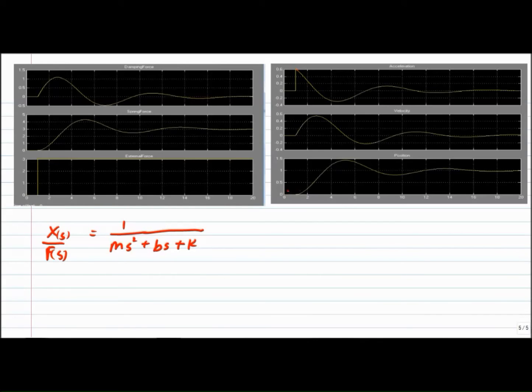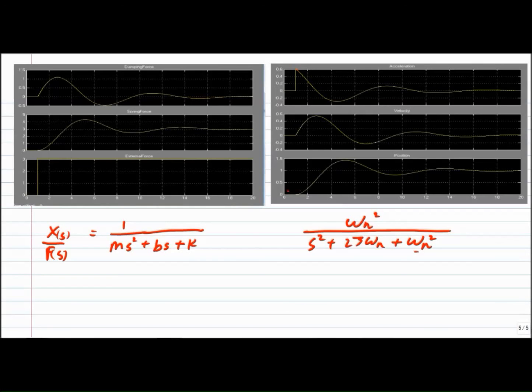We could play with either equation, the homogeneous or the particular. For system ID and a lot of other things, we typically will want to express our equation in this form: omega n squared over s squared plus 2 zeta omega n s plus omega n squared. That is a standard form. Particularly when we do system ID, we can identify things like omega n and zeta. Omega n gives us our natural frequency, not the damped natural frequency, though we can calculate that. It gives us our natural frequency and our damping, and we can tell a lot about how the system is going to behave just from those numbers.